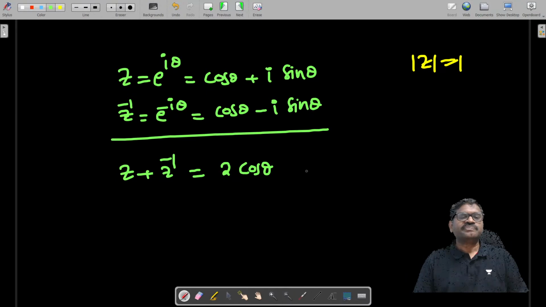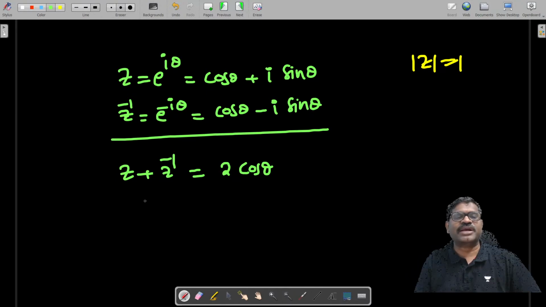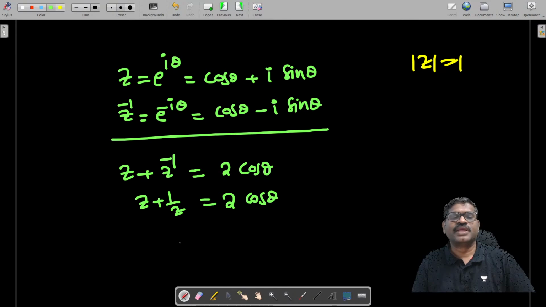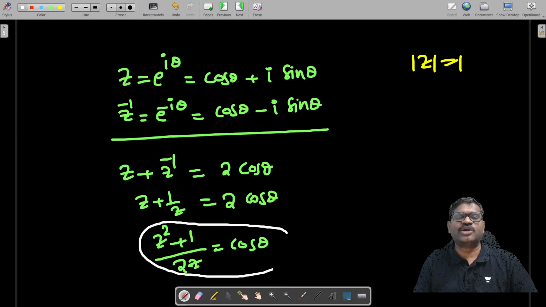Z plus Z inverse is nothing but z plus 1 by z equal to 2 cos theta. So z square plus 1 by 2z is cos theta. Cos theta is nothing but real z.